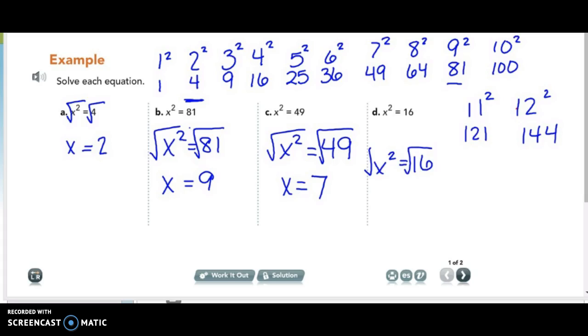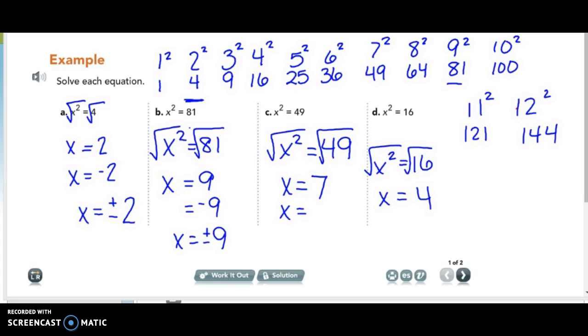Square root both sides. X is going to equal 4. Now remember, each of these can also be a negative, because a negative 2 times a negative 2 is going to be negative 4. So the way that we're going to write it is x equals positive or negative 2. X equals positive or negative 9. X can also equal negative 7 here, so x equals positive or negative 7.